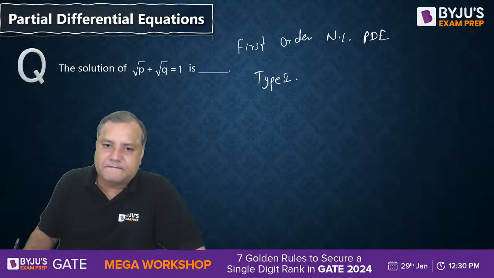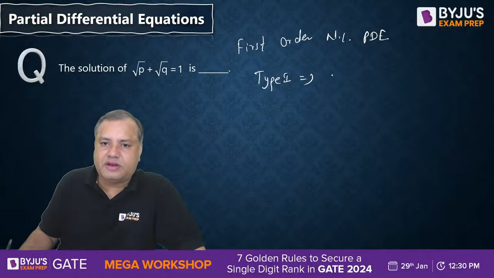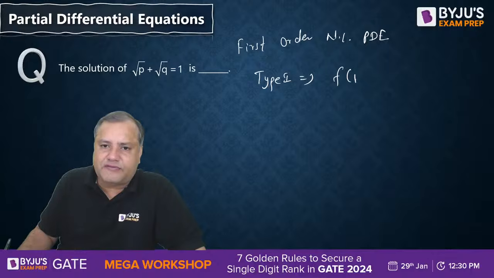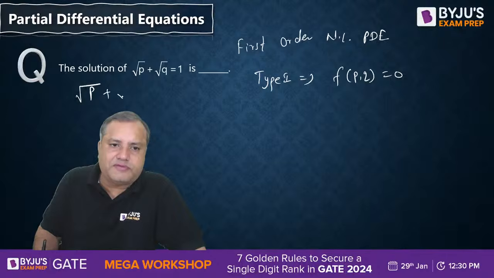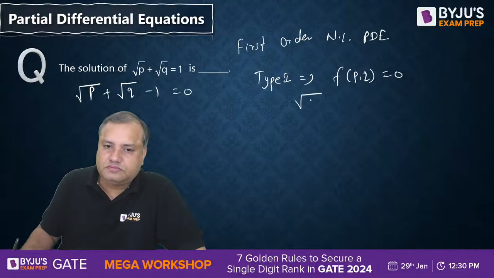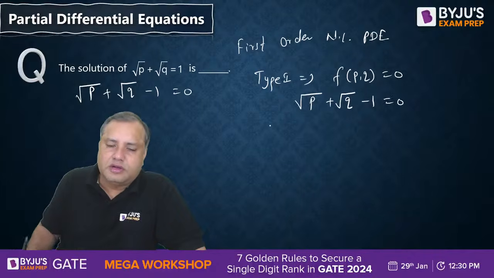Type 1 format is f of p, q equal to 0. So bring all the terms to the left hand side. So clearly I can have the solution now.